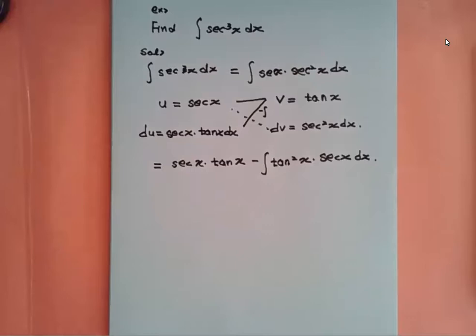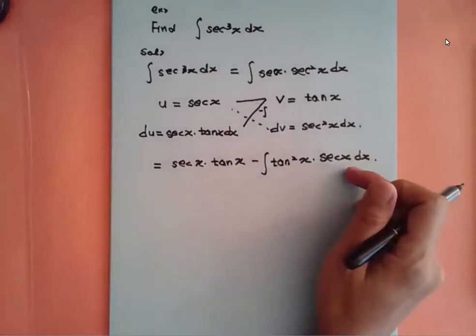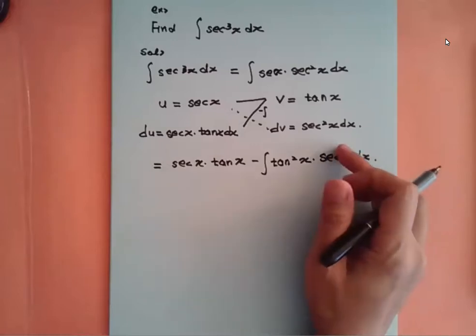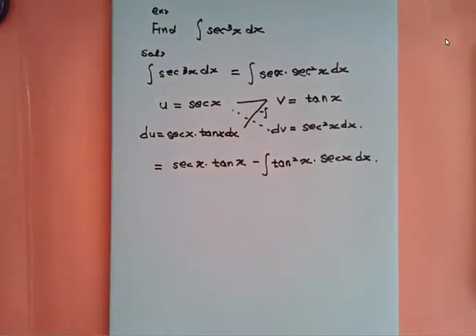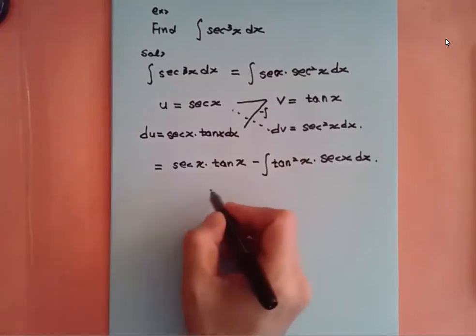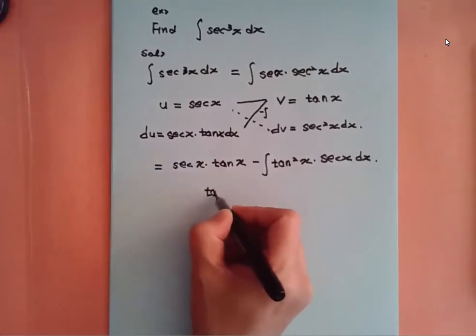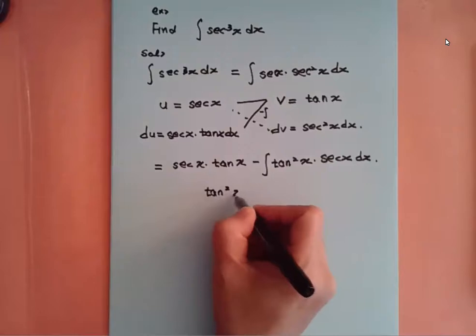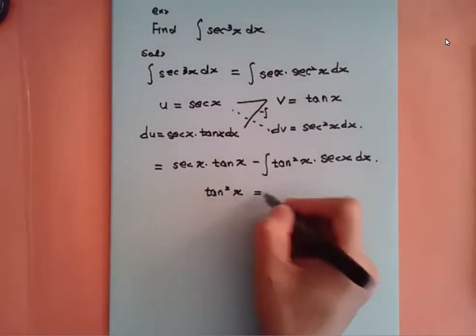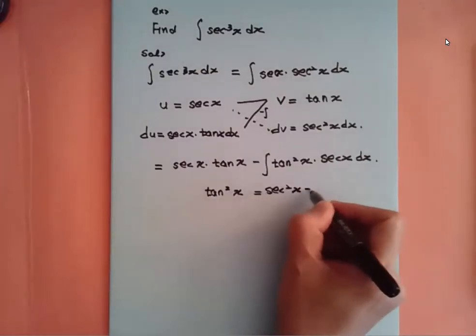Then if you look at this again, it is impossible to use the substitution method. If you differentiate tangent, then that should be secant squared. But if you differentiate secant, then you get secant and tangent. And so the problem is there is no square in secant. So what we will do is use the Pythagorean identity, which is tangent squared of x equals secant squared of x minus 1.